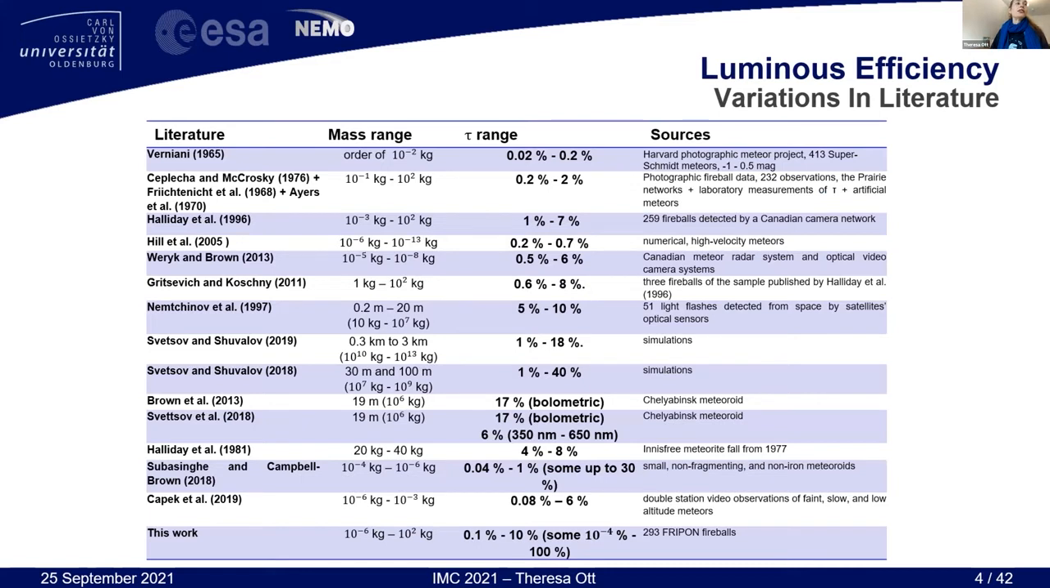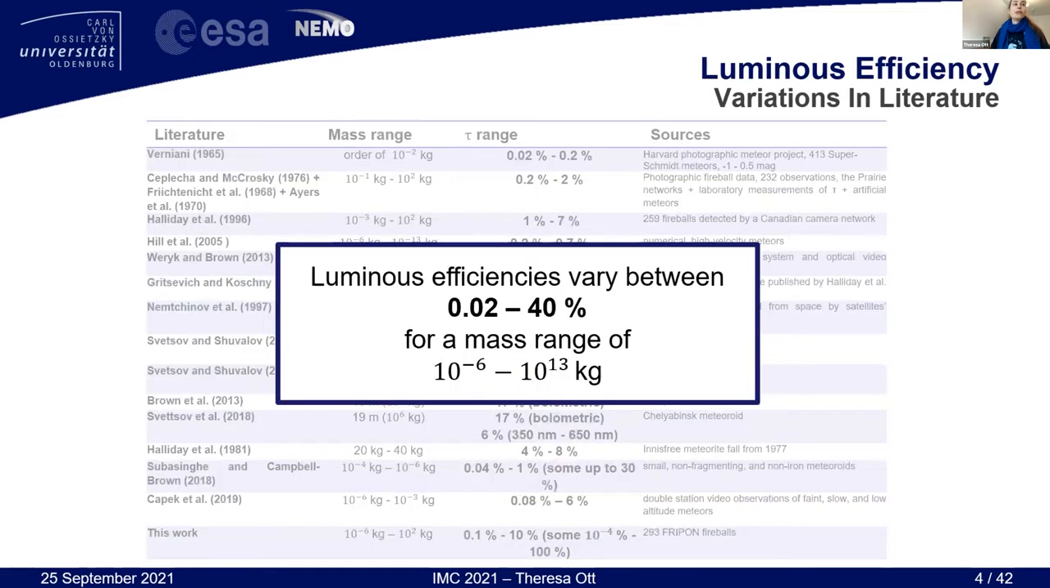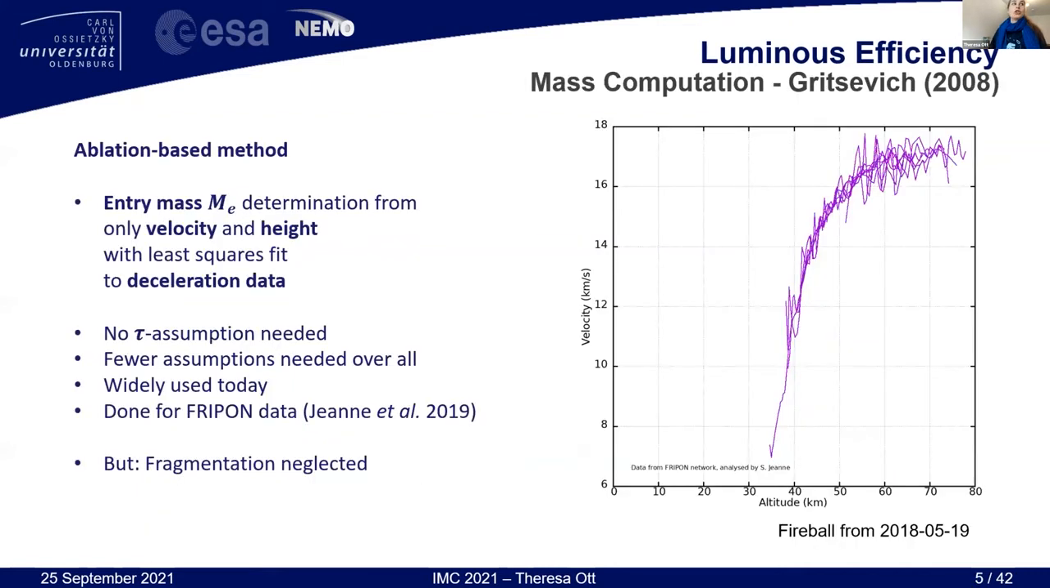Here is a list of just some various studies that have looked into the luminous efficiency for various mass ranges. Here you can see masses that range from 10^-6 to 10^13 kilograms, and they find luminous efficiency values that vary between 0.02 and 40%. So there's a huge range, especially if you consider that most publications use only one specific luminous efficiency value to calculate their masses from their optical observations.